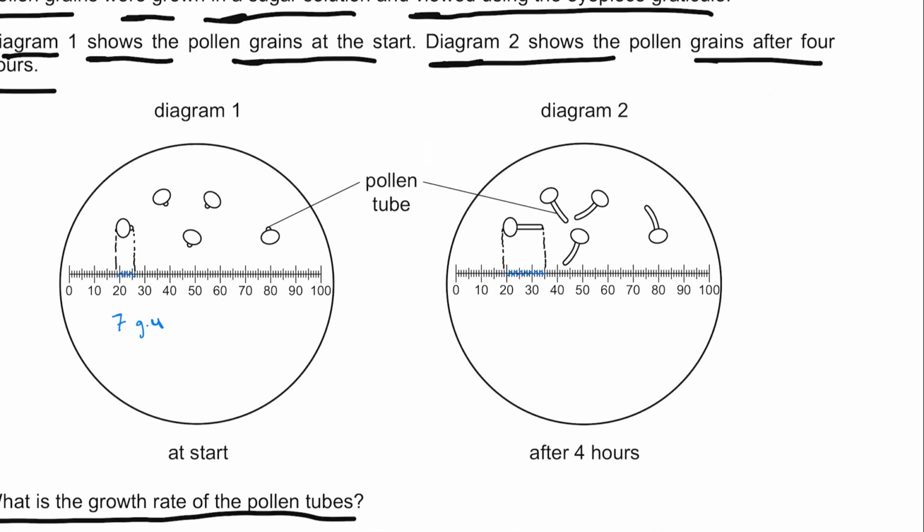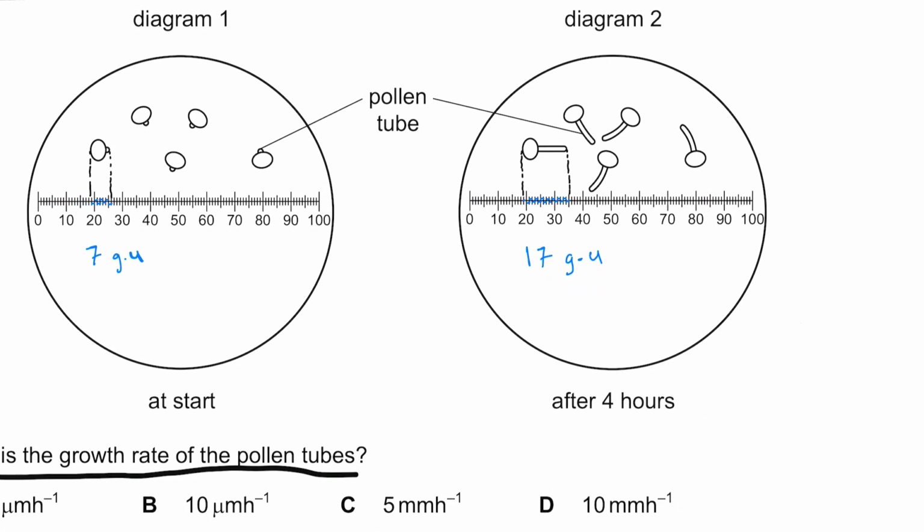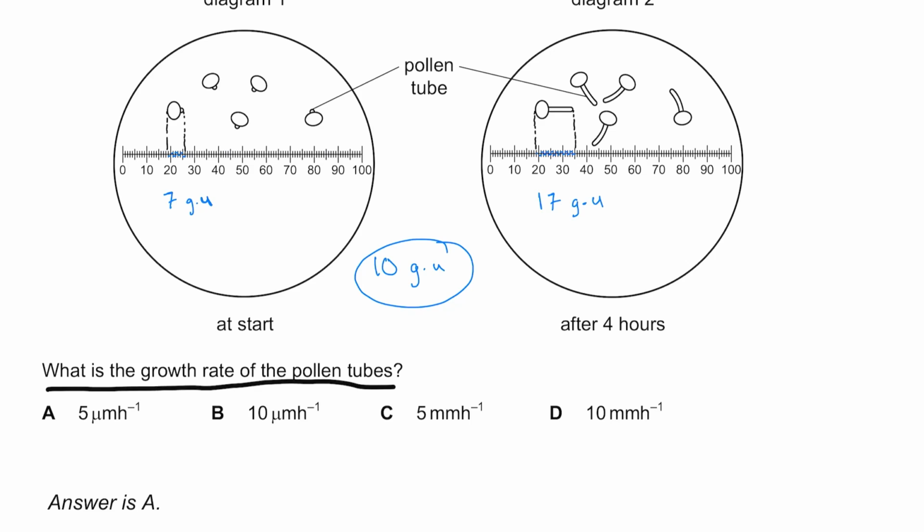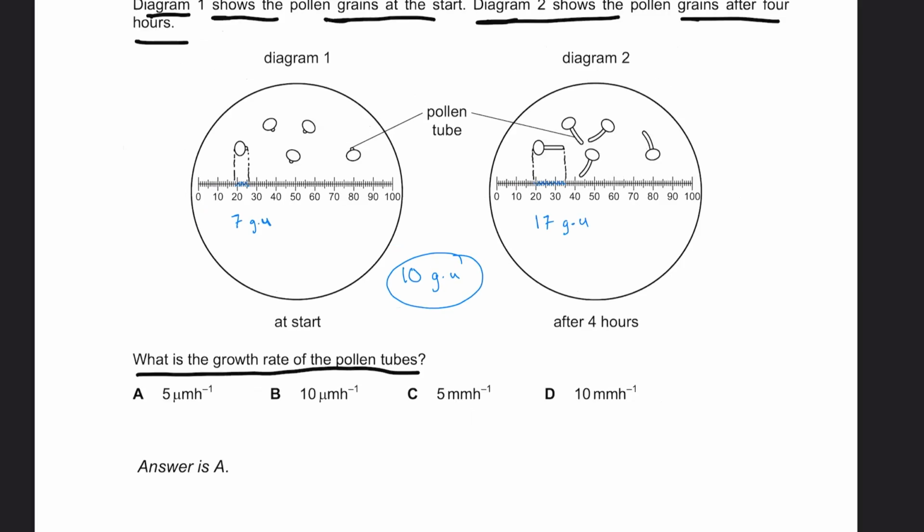So 16 graticule units. Let's make it 17, so that we get a good answer. We can approximate the values. Let's take it 17. So the change in length is 10 graticule units. But this change in length is in graticule units, and we need to find the change in length in micrometer or millimeter. Let's find the change in length in micrometer.